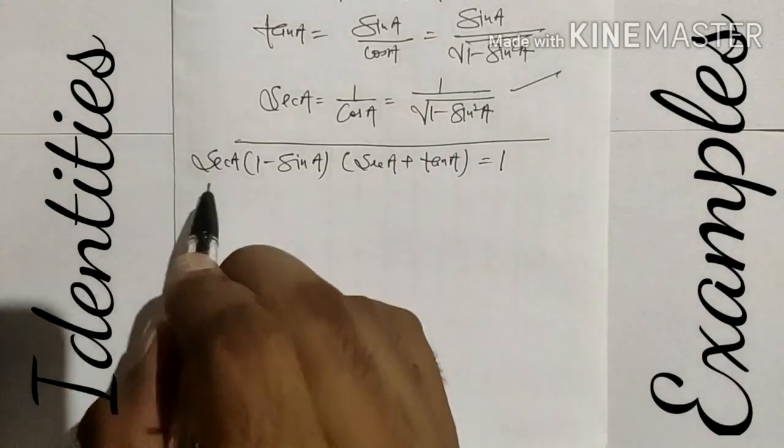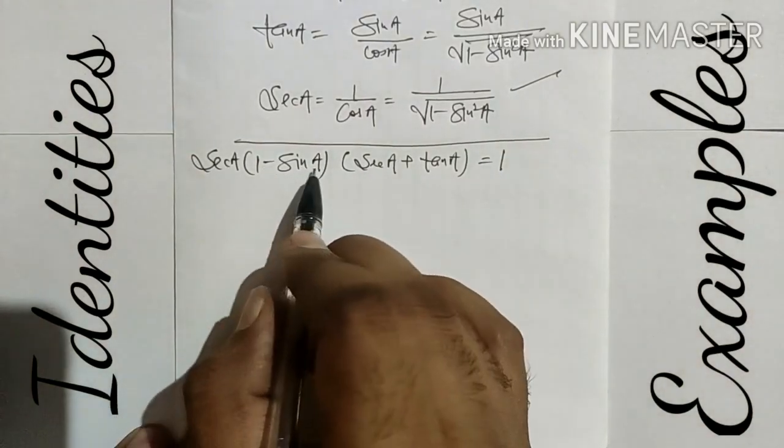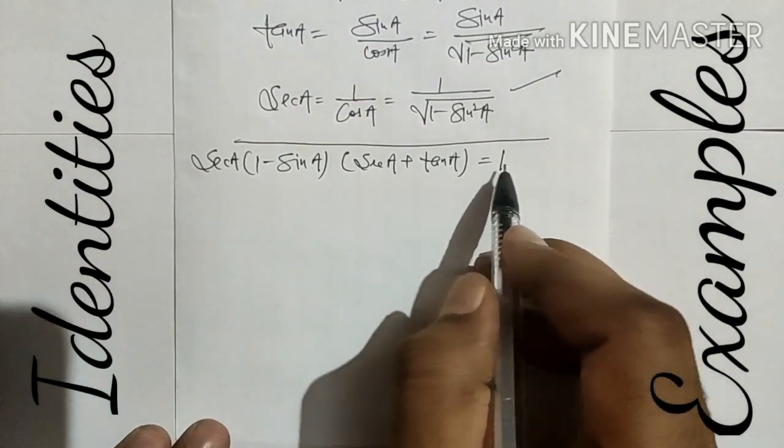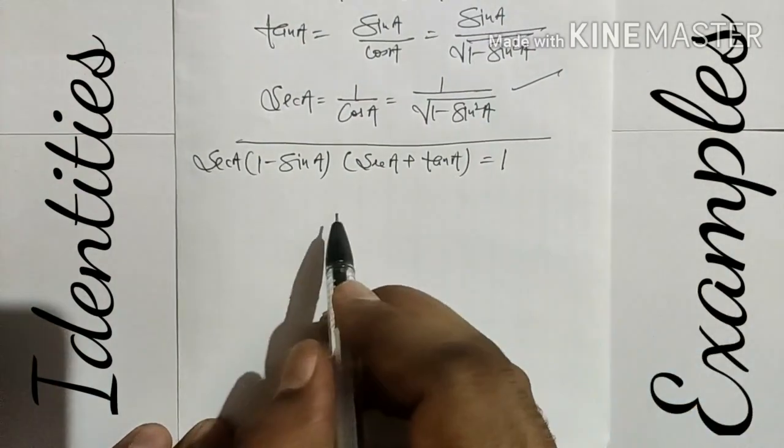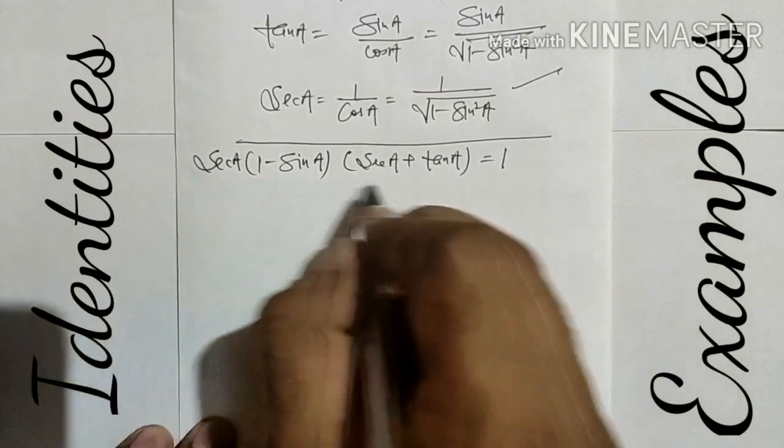In this example, we have to prove secant A in bracket 1 minus sine A, another bracket secant A plus tangent A is equal to 1. If you see here, we do not know identity like this.